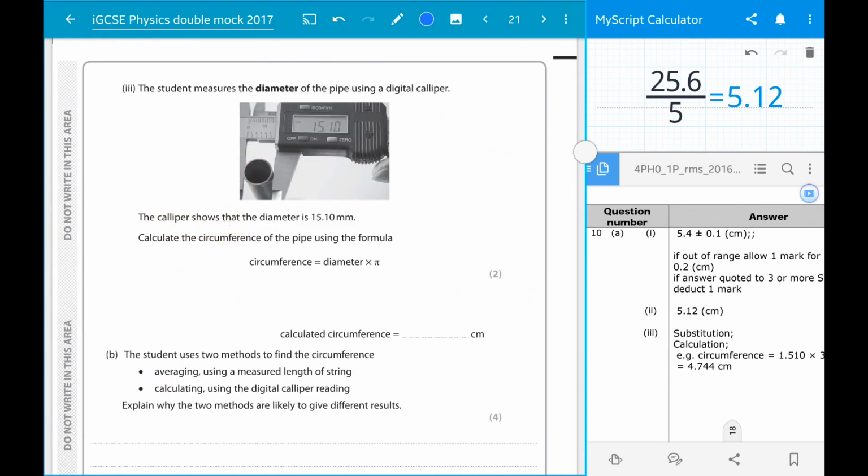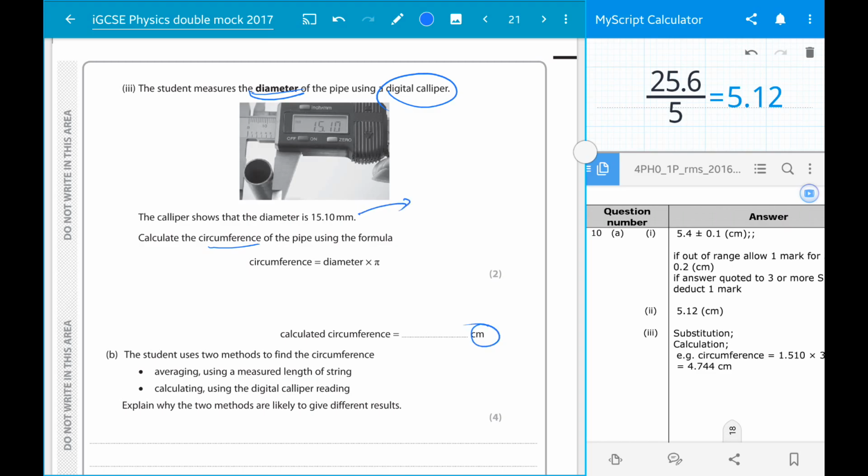The next question: oh no, I should read the question. Listen to my own advice. The student measures the diameter of the pipe using a digital caliper. Even if you've never used one before, you can see this is probably a bit more accurate than a piece of dirty string. The caliper shows that the diameter is 15.10 millimetres. Calculate the circumference using the formula you should know from maths: circumference equals diameter times pi. Calculate the circumference in centimetres.